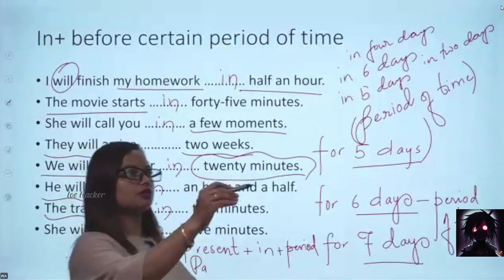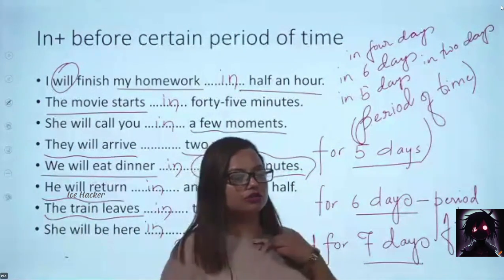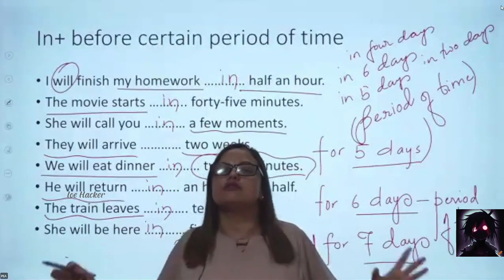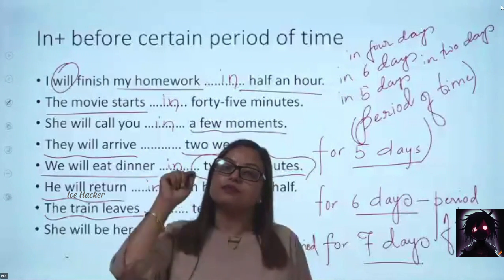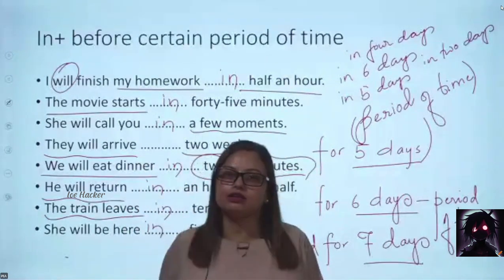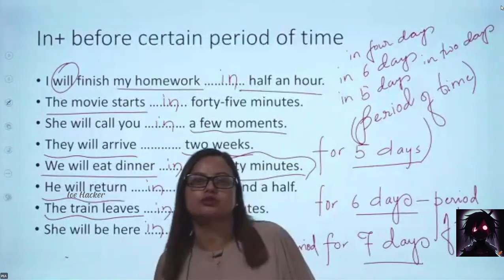For I will come. Don't worry. For the implications of "for," we have to go for present continuous tense or present perfect tense, right? Only these two tenses come with "for."